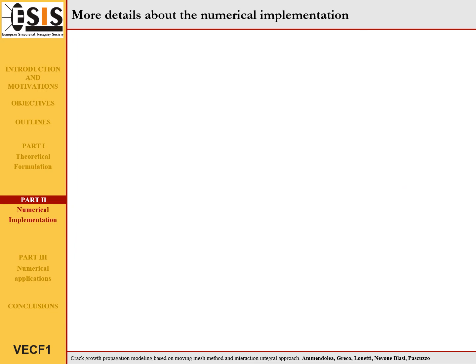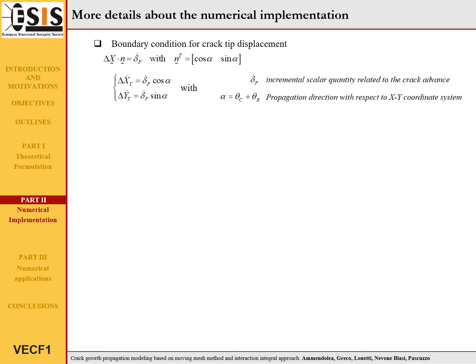Here, more details regarding the propagation process are discussed. The intensity of the nodal mesh displacement vector of the crack tip is imposed equal to the incremental scalar quantity related to the crack advance. The angle of propagation is defined as the sum of the pre-existing crack slope, evaluated with respect to a global coordinate system, and the instantaneous kinking angle, which is computed in the local crack system.